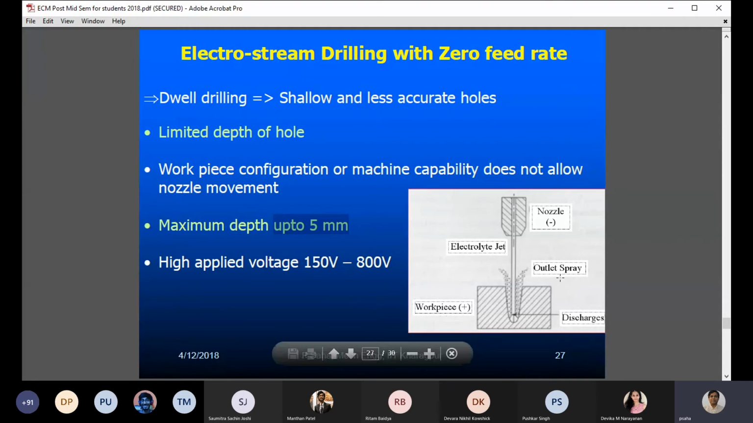But remember, in order to create sufficiently charged particles, it is going to be a very high voltage phenomenon. For this charged electrojet, we apply something between 150 volt to 800 volt. Compared to the earlier process we told you for drilling holes, the shaped tube electrochemical machining, that is a low voltage process, around 15 volt, whereas this electro stream drilling is a high voltage phenomenon.